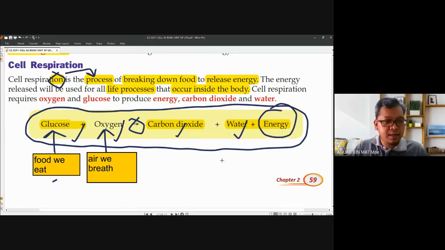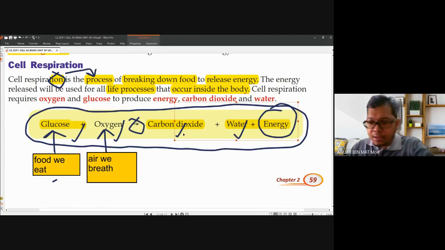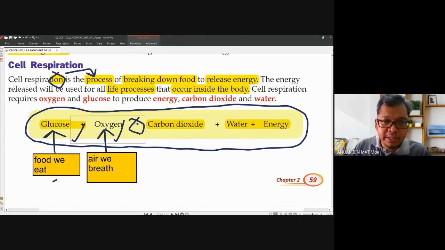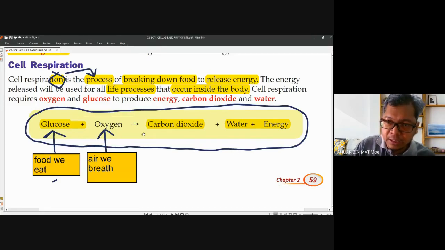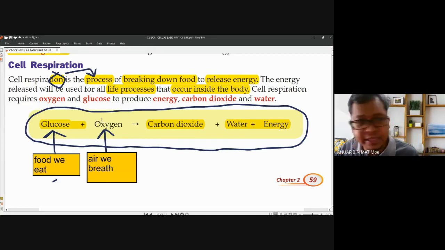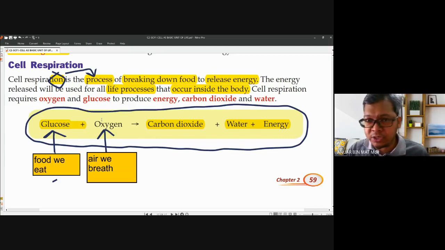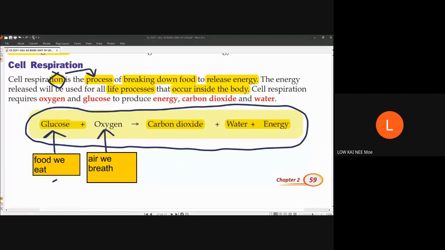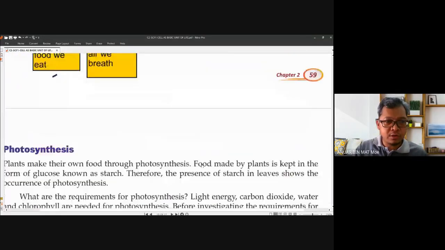Okay, you must remember the word equation here, right? Carbon dioxide, water, and energy. Okay, this is the byproduct, or the waste and the byproduct of the respiration. And on our left is the requirement for respiration. Can you understand this? Boleh faham tak yang ni? Yes. Okay, very good. So we continue.